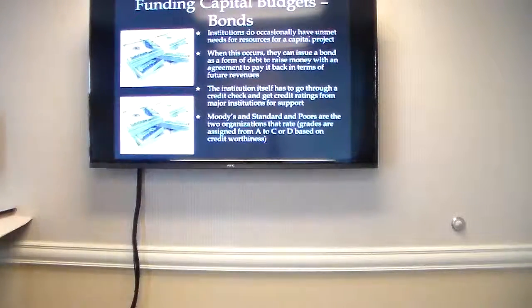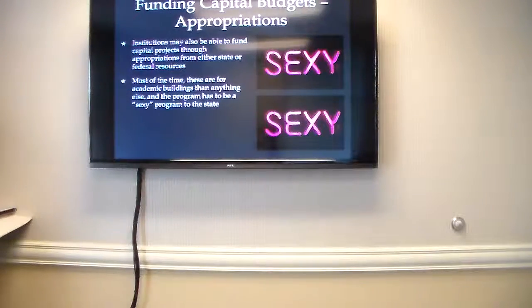If there's a need, you can do a bond, just like we talked about in K-12 education, and that's common. One of the things that you're going to do when you get a bond, you're going to go through a credit check, you're going to get credit ratings, and you're going to use the Moody's rating or the Standard & Poor's rating to rate and grade from A to C or D based on creditworthiness.